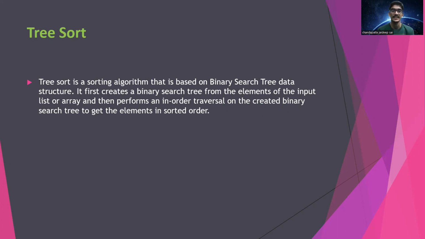A binary search tree is a data structure where we store the elements in a tree form and perform an in-order traversal. In the in-order traversal, the left child is printed first, then the root element, and then the right child. We perform this in-order traversal on the binary search tree to get the sorted order of the array or list using tree sort.